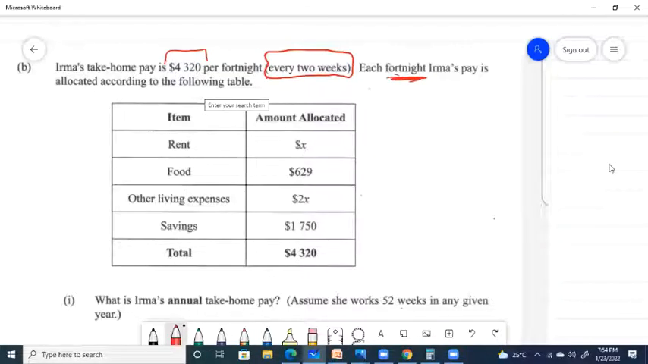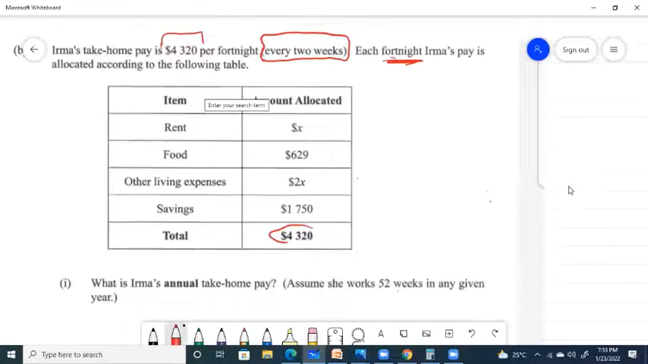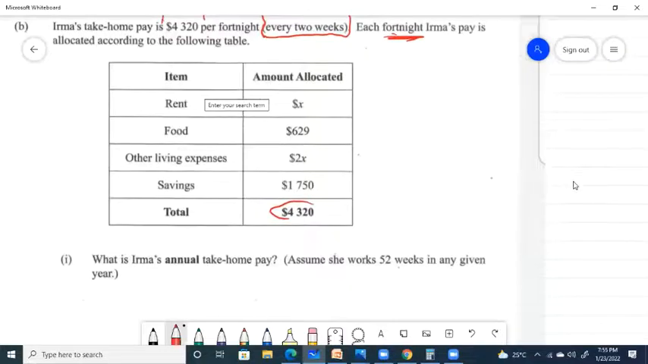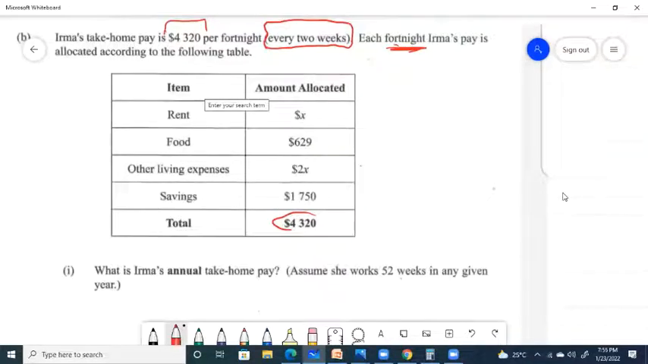Just observe the table and you see how her money is dealt with every fortnight. For rent, X. Food, $600. For other living expenses, this is 2X. Savings, 1,750. Remember now, they're giving her salary in an algebraic thing, so they're weaving in algebra in the question.